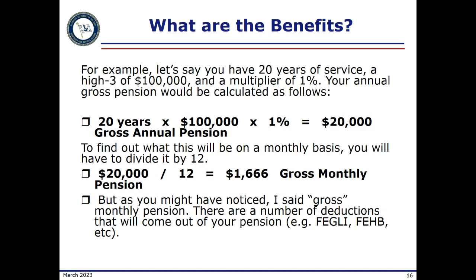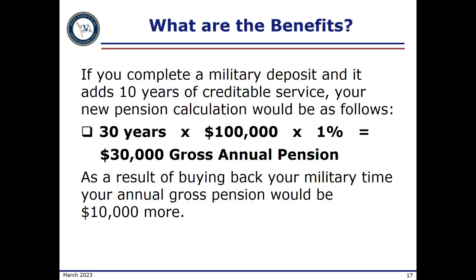Okay, next slide, please. Now let's look at the exact same scenario, except this time the employee has bought back their 10 years of military service. And now those 10 years are included in the calculation of their pension. So by buying back that time, their annual gross pension has now increased by $10,000 per year. So not a bad deal. Next slide, please.